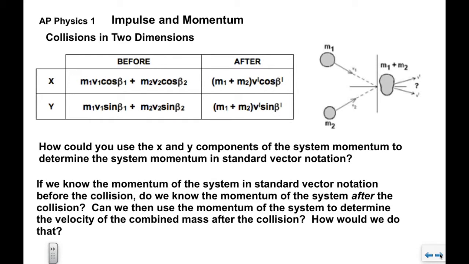Okay, also, if we know the system momentum before the collision, we also know the system momentum after the collision, which means before equals after. We could then use the system momentum to determine the velocity of the combined mass after the collision, because it's one mass moving with some single velocity v prime. Whatever direction that v prime has, that's going to be the direction of the system momentum, because we have a single combined mass. We'll see some examples of this in class.